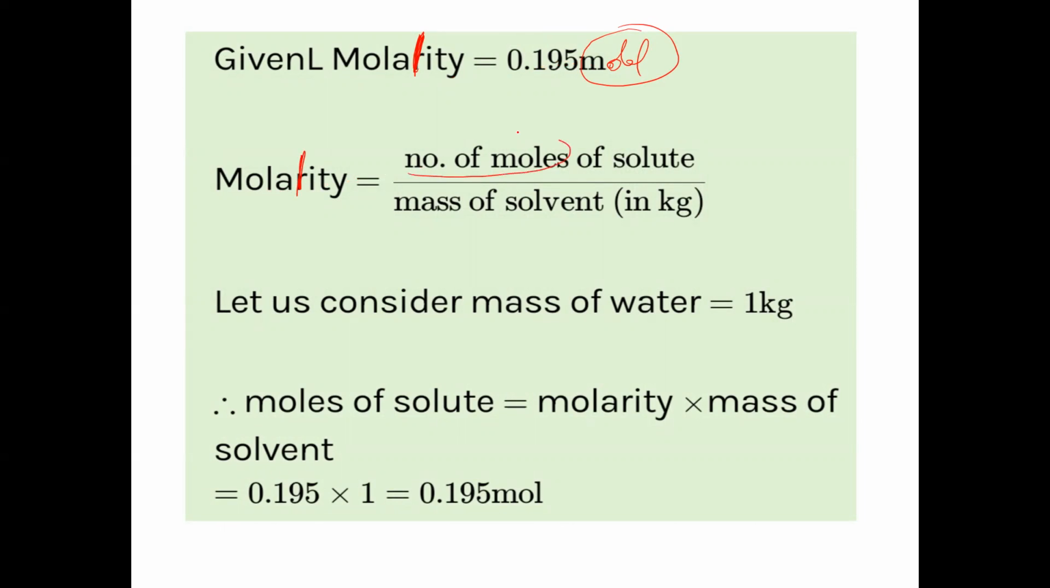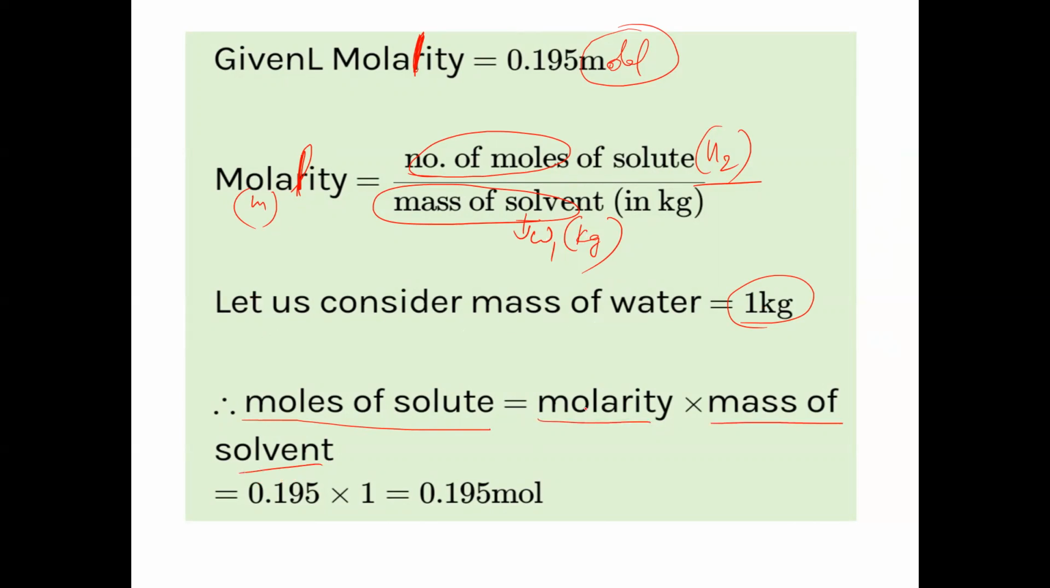Molality is the number of moles of solute, n2, divided by the mass of solvent in kilograms, W1 in kg. So molality, small m, equals number of moles of solute by weight of solvent in kilograms. Next, let us consider the mass of water as 1 kg. Suppose we take 1 kg of water. Now, the number of moles of solute: what is the formula?